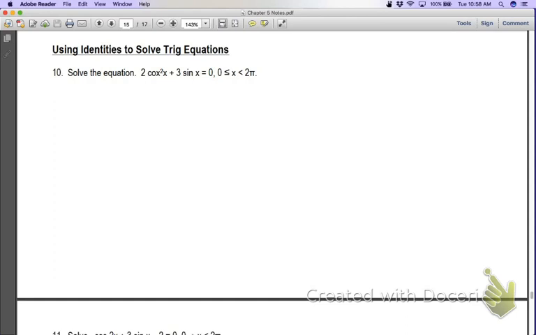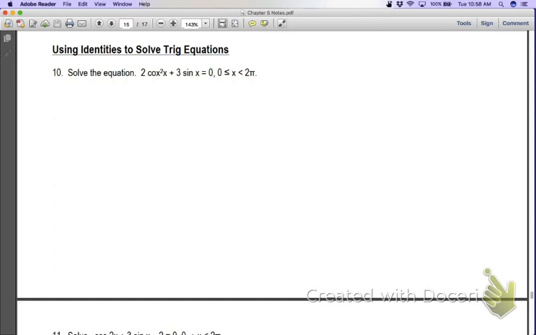Because we can't factor everything out, we're going to have to get it to where it all looks the same in terms of my trig functions. So, like if I have 2 cosine squared x plus 3 sine x equal to 0.